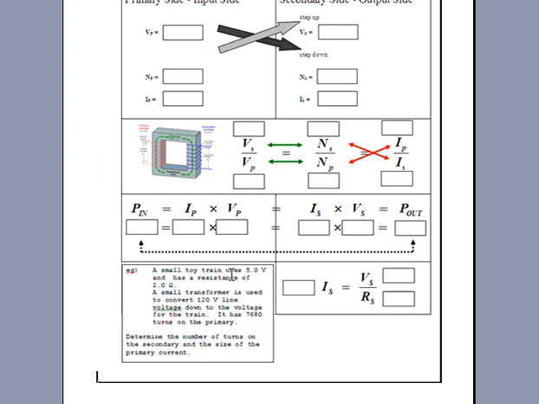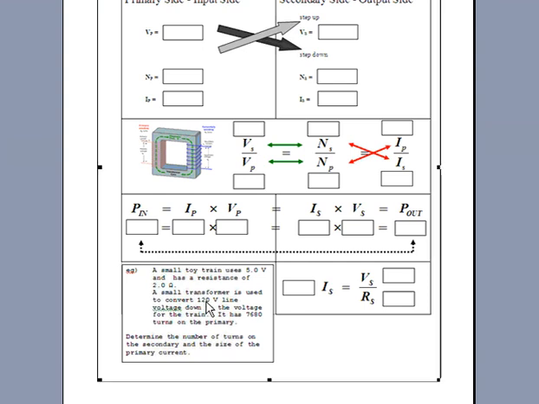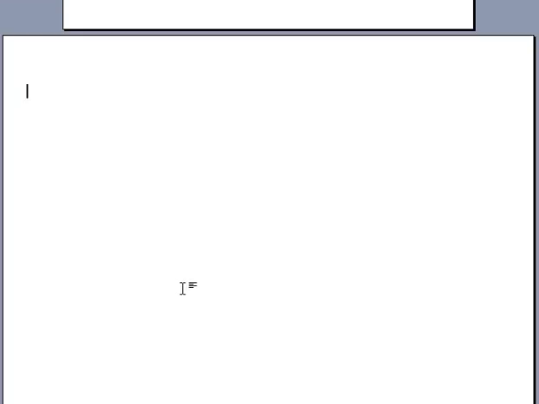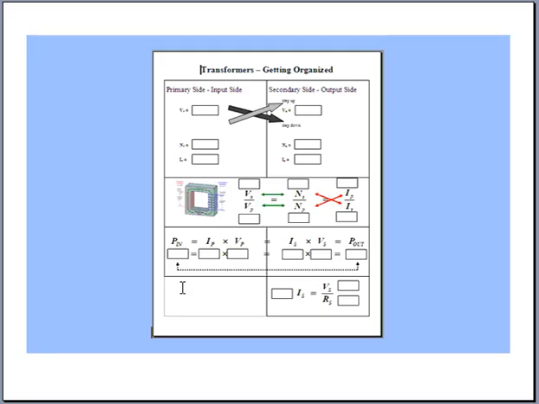The train will have a resistance of 2 ohms, and we're going to use a transformer to take the 120 volts from the wall. We're going to step it down to that nice 5 volts for safety. Okay, and you can see that we know that there are 7,680 wraps of wire on the primary. And there's some things to figure out. We're actually going to figure everything out we can in this story. Okay, so let's take a look at where we can fill some numbers in.